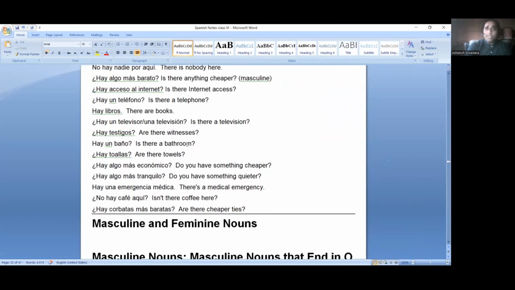Are there witnesses? Hay testigos. Is there a bathroom? Hay un baño. Are there towels? Hay toallas. Do you have something cheaper? Hay algo más económico or barato? The opposite of barato is caro. Here the gender is not known. By default, we consider it to be masculine gender.